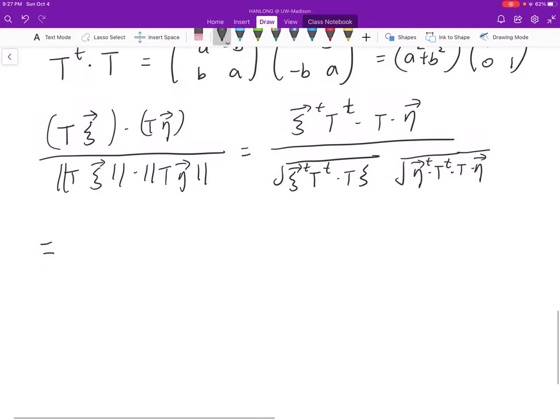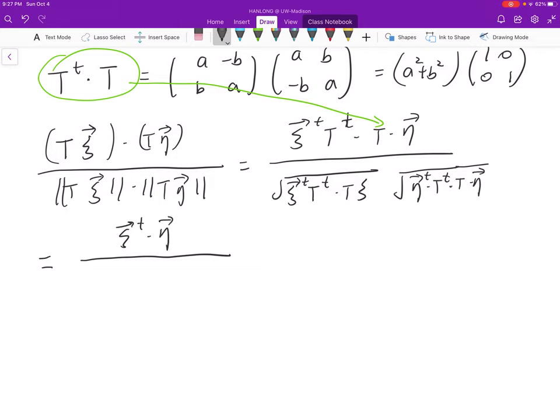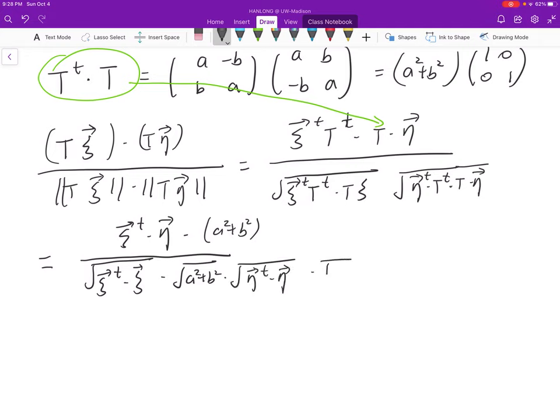Okay, then you plug in the form of T transpose times T. Then the numerator is given by xi transpose times eta times A squared plus B squared, and the denominator is given by square root of xi transpose xi times square root of A squared plus B squared times square root of eta transpose eta times square root of A squared plus B squared. So this is xi times eta divided by xi norm times eta norm. Okay, this is the angle of xi and eta. Therefore, T preserves the angles.